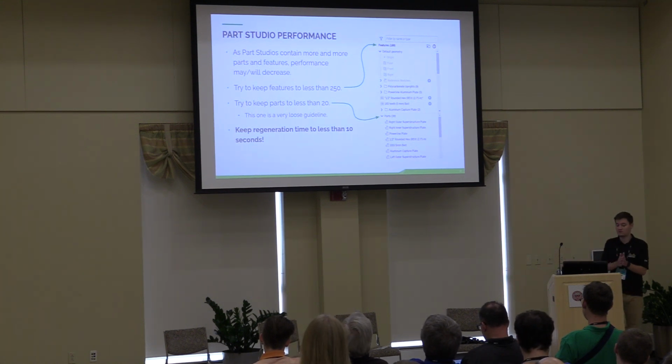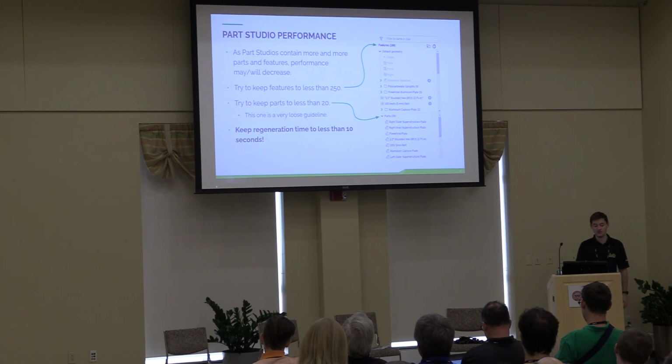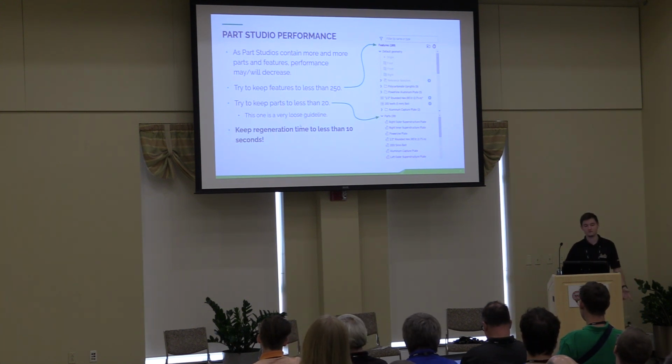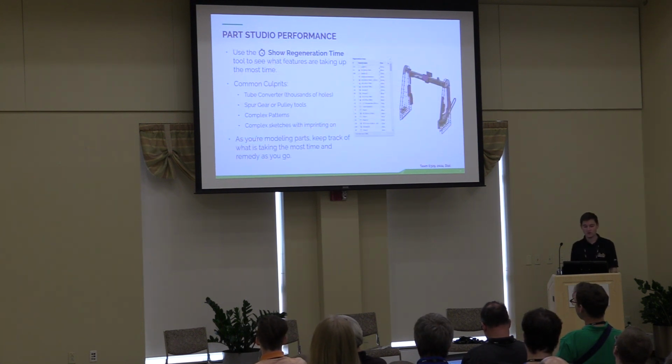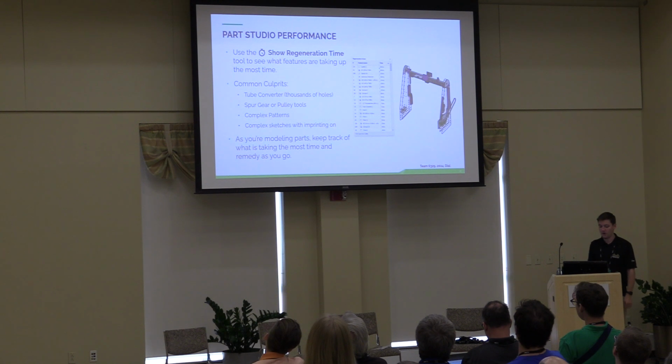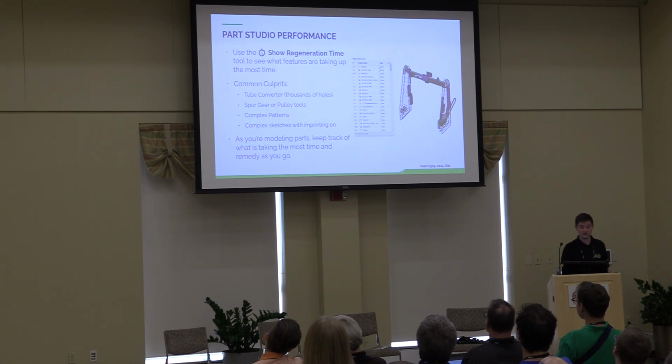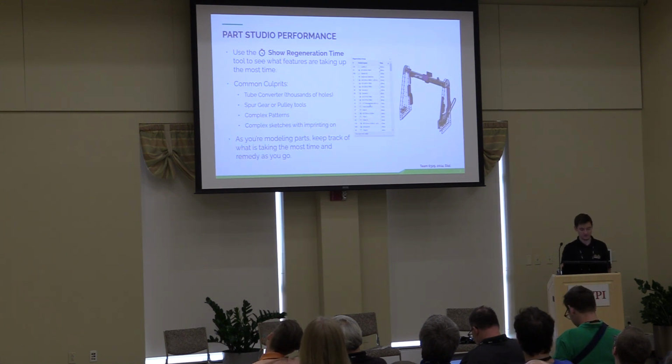So what that ultimately means is the most important thing to watch out for is your regeneration time of the part studio. Try to keep that to less than 10 seconds. Let's elaborate on that just a little bit more. So the way that you can check that is in any part studio, there is going to be this little stopwatch tool, and that is the show regeneration time tool. So when you click that, it is going to open up a menu that shows how long it's taking for each feature to build out.